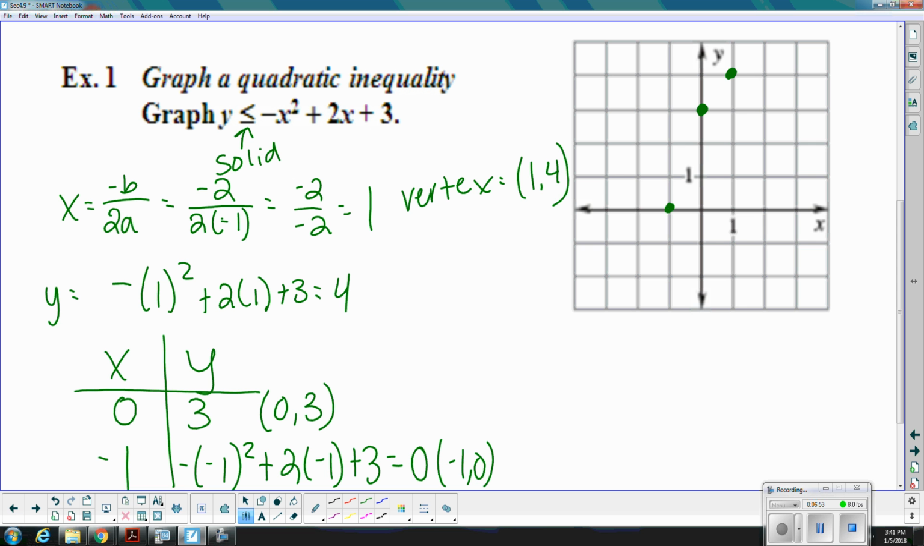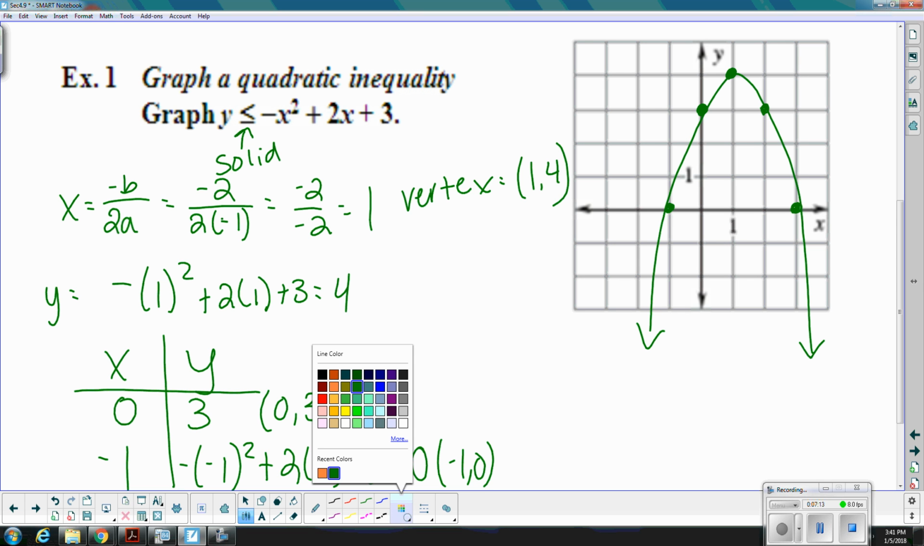Now remember, you have to plot the symmetry points. So go ahead and do that, and then you can sketch in your parabola using a solid line. All right, so now since it's an inequality, you have to choose a point. I'm going to choose this point, 0, 0, because I think it's easy to work with. It's not on my line, it's inside my parabola. So choose a point inside your parabola and determine whether or not this is a solution.